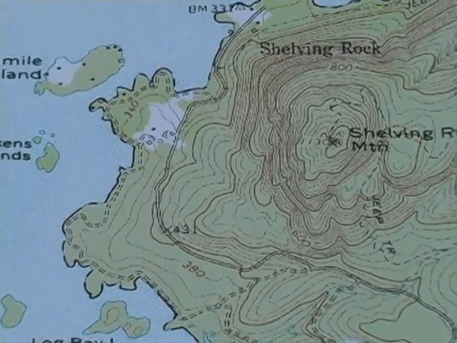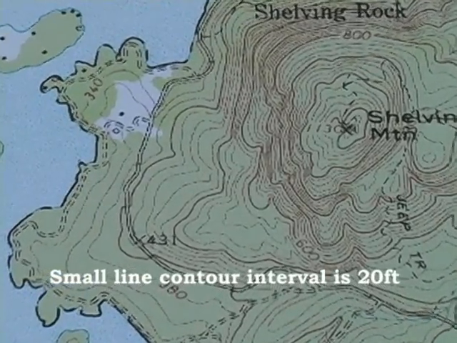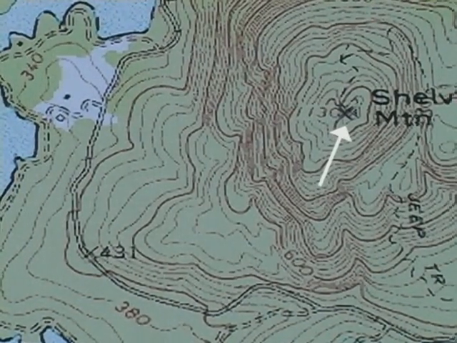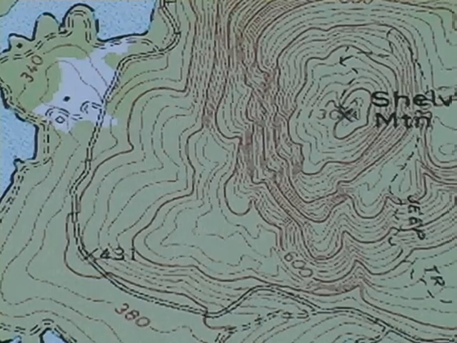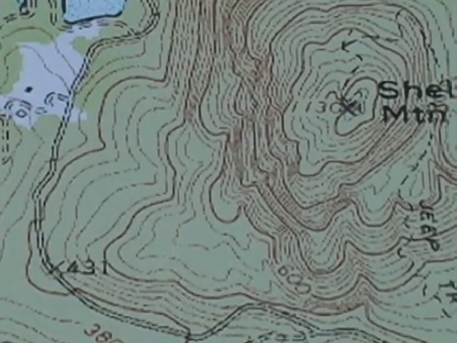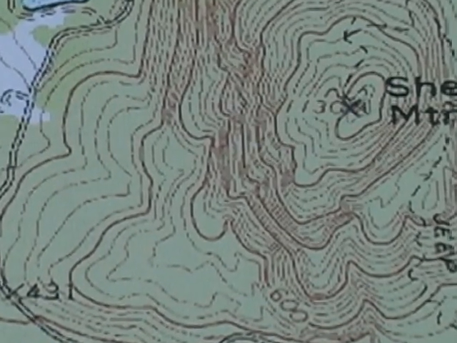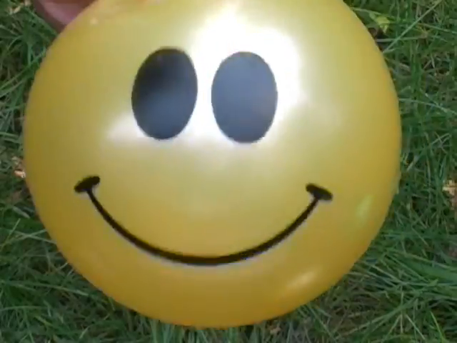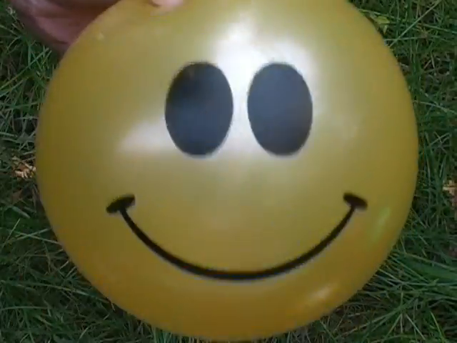If you look at the small contour interval, you would see it's 20 feet. So the summit of Shelving Rock Mountain is 1.5 of these small lines above 1,100 feet. So the actual elevation of Shelving Rock Mountain is 1,130 feet above sea level. Oh, I get it. Woo!